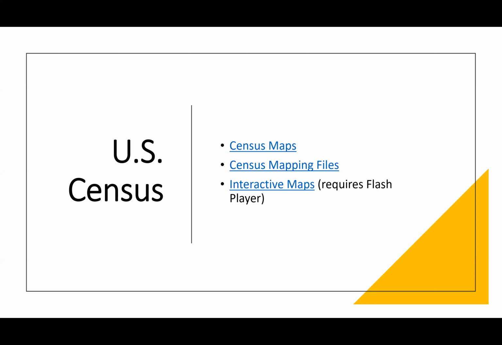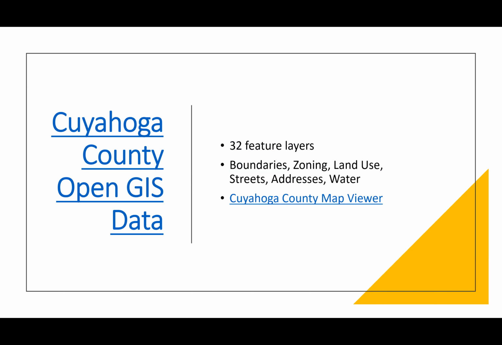US Census, that is one of our go-tos for information as it relates to people. These links here, census maps, census mapping files, and interactive maps, I encourage you to explore those. In particular, the census maps and the interactive maps. Note that the interactive maps requires Flash Player, so if you don't have Flash Player installed, you're going to get an error message on that. But the other ones, you don't need Flash Player. Census mapping files, clearly that's something that will be of value to you in the future. We're not necessarily going to use it for the class, but again, I'm making these sources available to you for more than just this class.